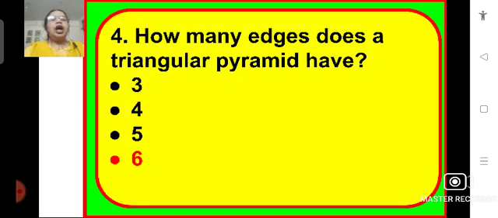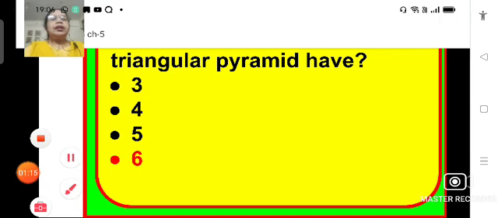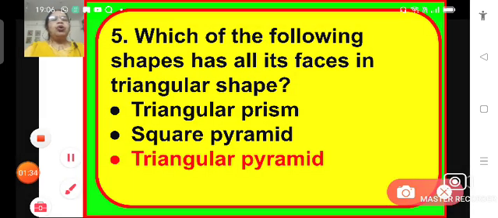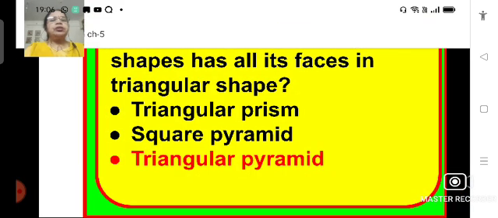Next question. How many edges does a triangular pyramid have? So we know that a triangular pyramid has 6 edges. So 6 is the correct option for this. Next question. Which of the following shapes has all its faces in triangular shape? The three options are triangular prism, square pyramid and triangular pyramid. Children, we know that triangular pyramid is the shape which has all its faces in triangular shape. So triangular pyramid is the correct option.